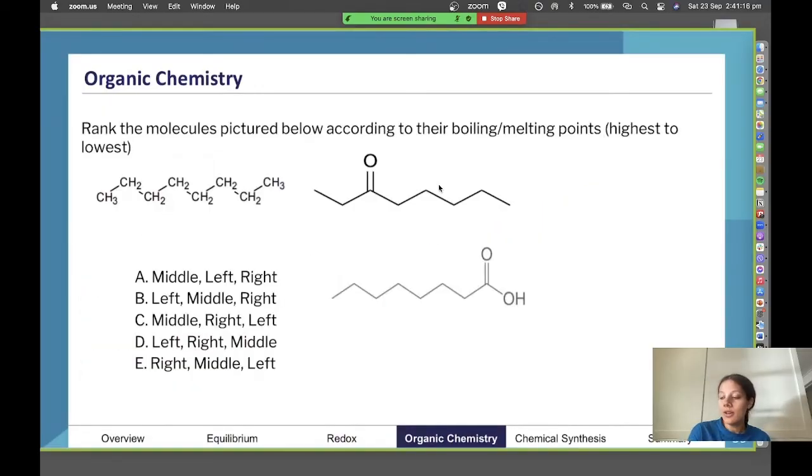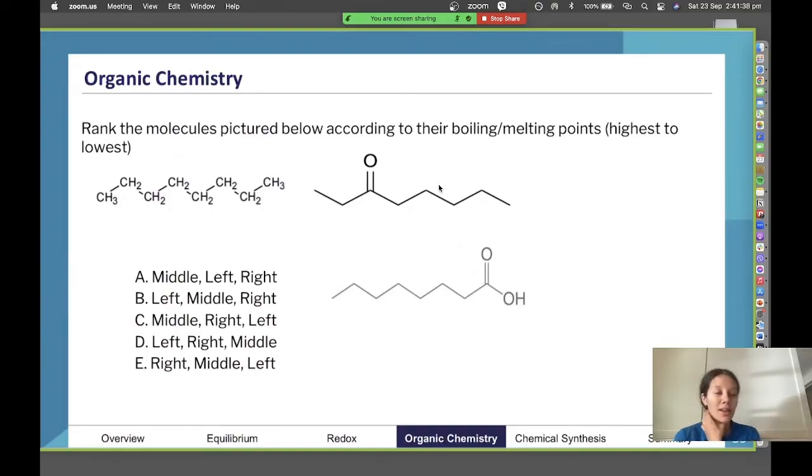Okay, so this question now is a bit more involved. We're looking at the physical properties and trends of organic compounds. So we're going to rank the molecules pictured below according to their boiling or melting points. So we're going to go from highest boiling melting point down to the lowest. So I'm going to do the left one, middle one, right one, and in which order.